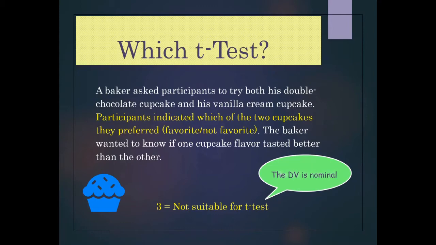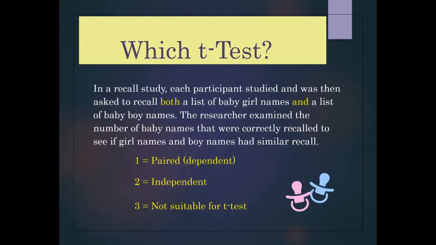Alrighty, let's move on. In a recall study, each participant studied and was then asked to recall both a list of baby girl names and a list of baby boy names. The researcher examined the number of baby names that were correctly recalled to see if the girl names and the boy names had similar recall. Would this be a paired or dependent t-test? Would this be an independent t-test? Or would this be not suitable for a t-test?